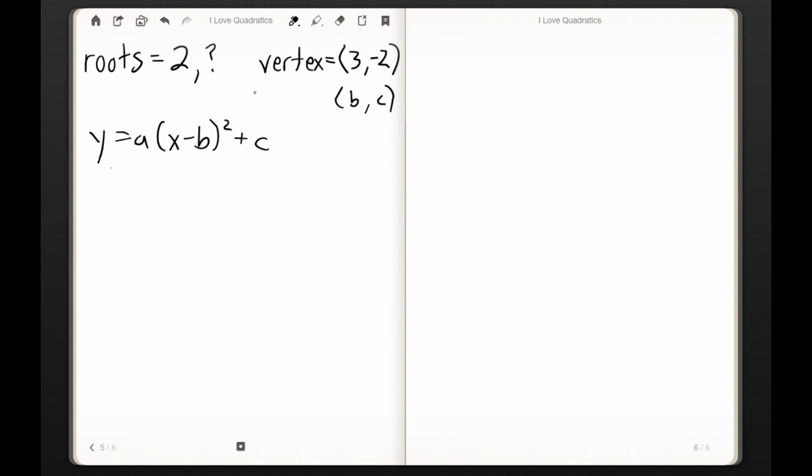It doesn't look like we have another point here, but we actually do, because remember, a root is just the x value of a point on the graph. It's the x value where the point is on the x-axis, and on the x-axis, y equals 0. So the root of 2 is the same as the point 2, 0. So now we will substitute in y of 0, x of 2, b of 3, and c of negative 2. And now we only have a as our variable, so we can solve that.